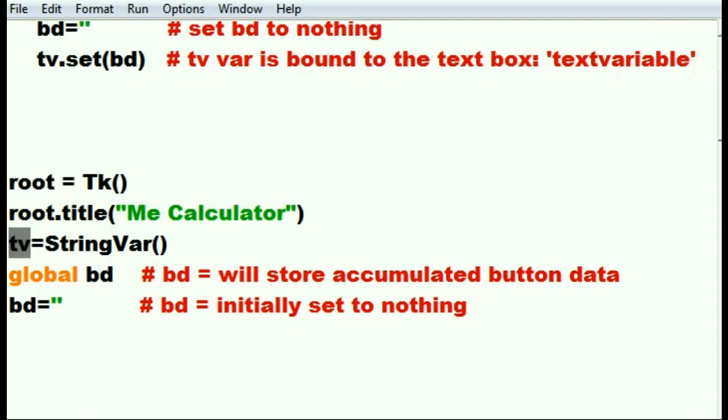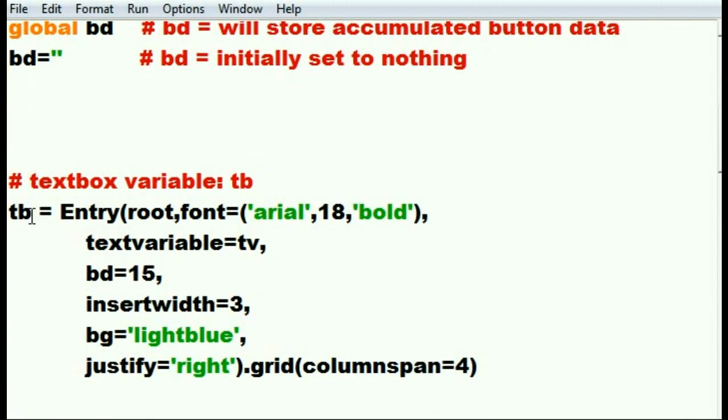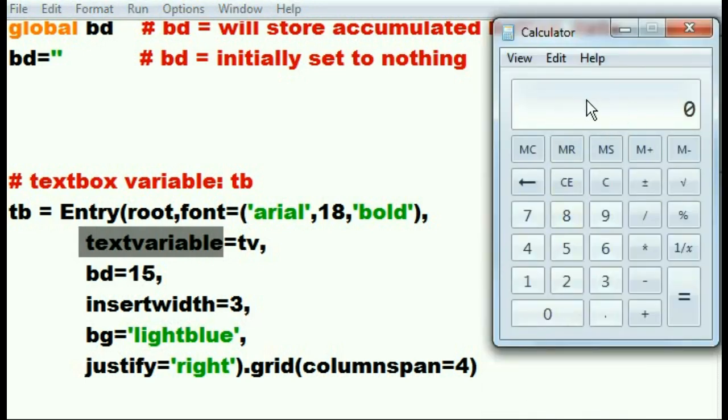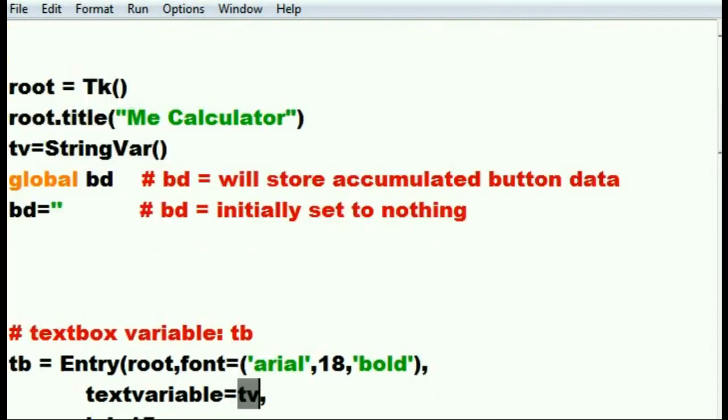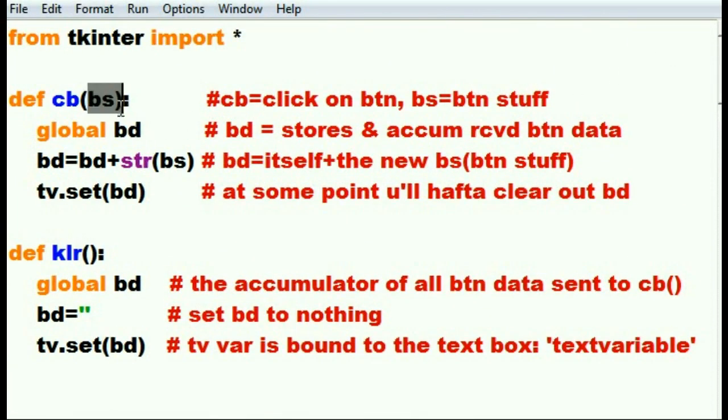Okay, that's fine. Then, here's the killer. We went over to the text box, and we called the entry function. We told it to put the text entry box into the root window with this font, and then we took the TV variable and bonded it to the text variable. Whatever happens to TV happens to this text variable. Whatever gets put into TV gets put into here. So now let's go back up here. So 7 got put in here. Then we took the string version of whatever was in there, 7, and concatenated it with BD, which initially has nothing in it. So now BD has 7 in it.